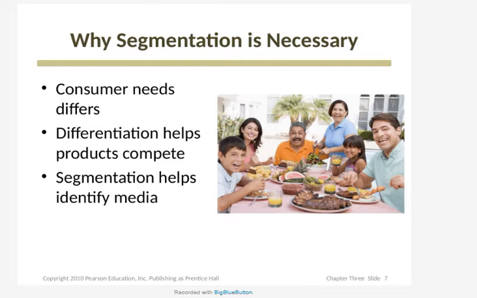Once this organization identifies the segment, you know what a segment is? Segment is a market sector. We divided it into sectors. This segmentation is like division. Division into what? Division into segments. So once the organization identifies their segment, they can choose the media that is targeted to the segment for their advertising. So I know who to direct my product to and how to advertise to them. Okay? This is simply why segmentation is necessary.